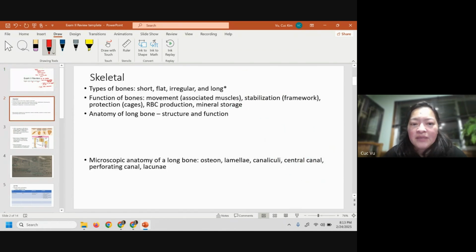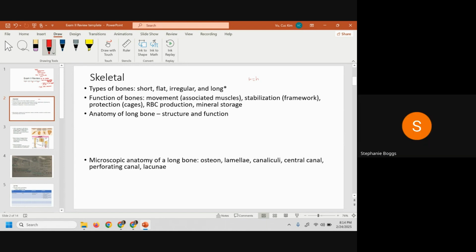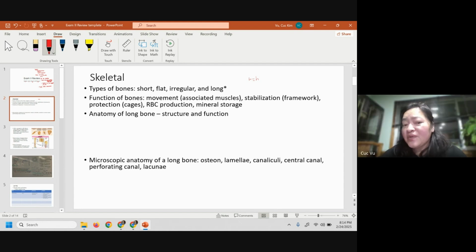So for skeletal, make sure that you know what types of bone there are. For example, what's a short bone, a flat bone, an irregular bone, and a long bone. Now for these types, I can just ask you pure definition. For example, for this type of bone, its width and height is about equal. So width is about equal to its height. What kind of bone would that be? Short bone. Exactly. So that's one type of question I could ask, just pure regurgitation of the definition.